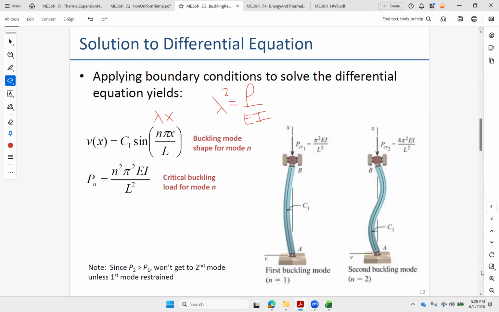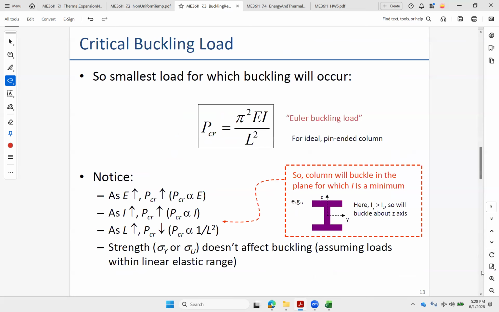And we got that all from our beam bending theory. So there's our smallest load at which buckling will occur. Notice that as the material gets stiffer, buckling load goes up. As the moment of inertia goes up, that's how beefy our cross section is, it also means it's more difficult to bend it out of linear. So that goes up. And then as the length gets longer, my P critical goes down.